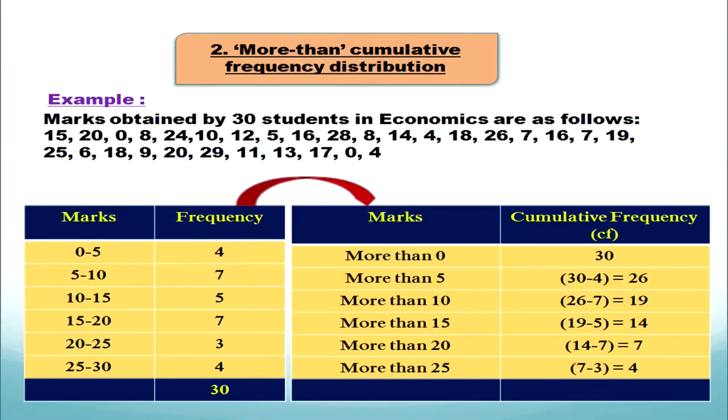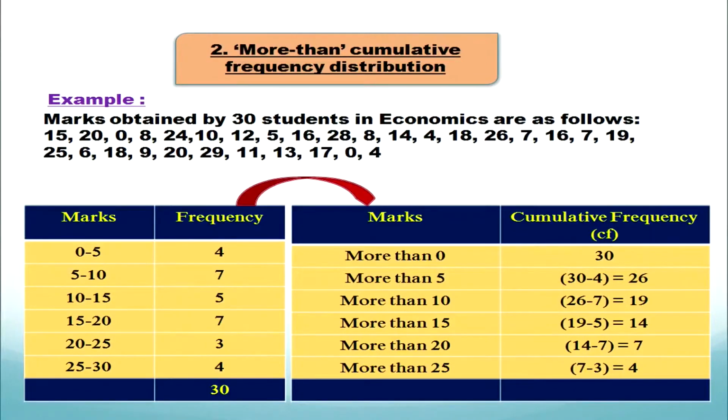Now, the frequency total is 30. So, if somebody tells you more than 0 marks, how many students have secured? More than 0 means 0 to 25 or 30, whatever the marks are there in your class. Each and every student is being counted in this. That means the total number of the frequency must be written over here. That means for more than 0, I am going to write 30, the total number of students. So, we have counted each and every student, that means 30. The first class, more than 0, we have got cumulative frequency 30. So, we can see the total comes on the top.